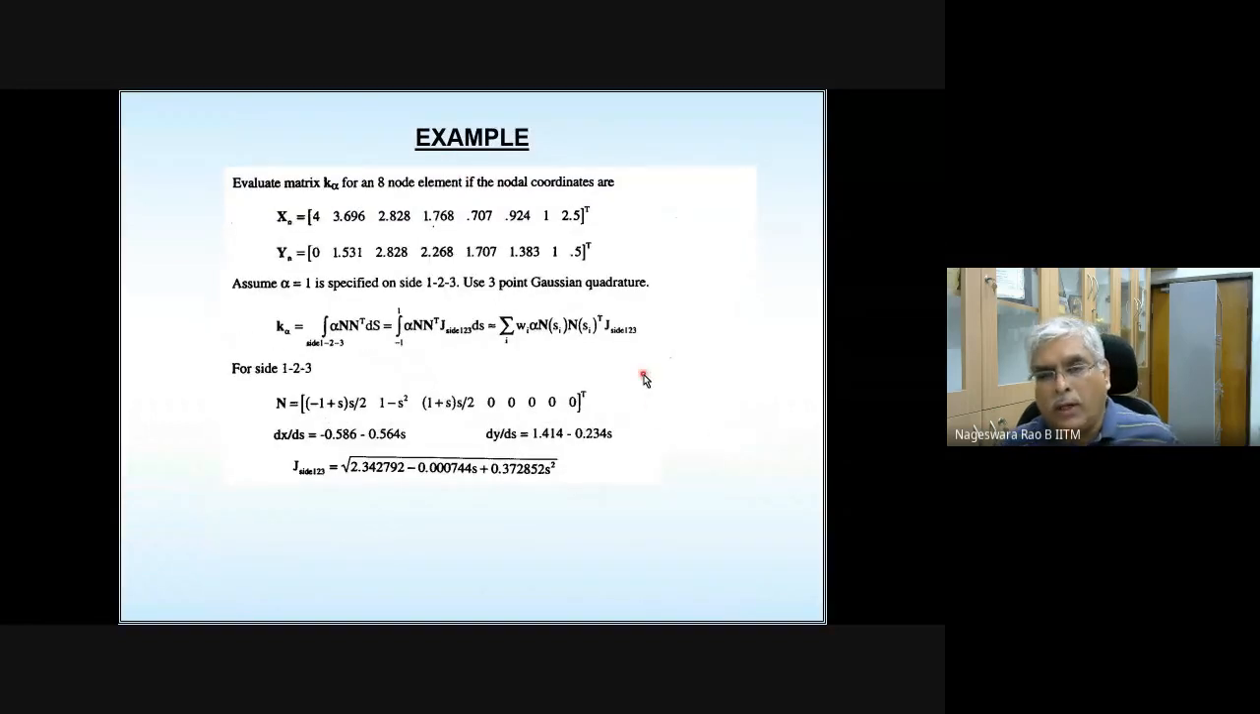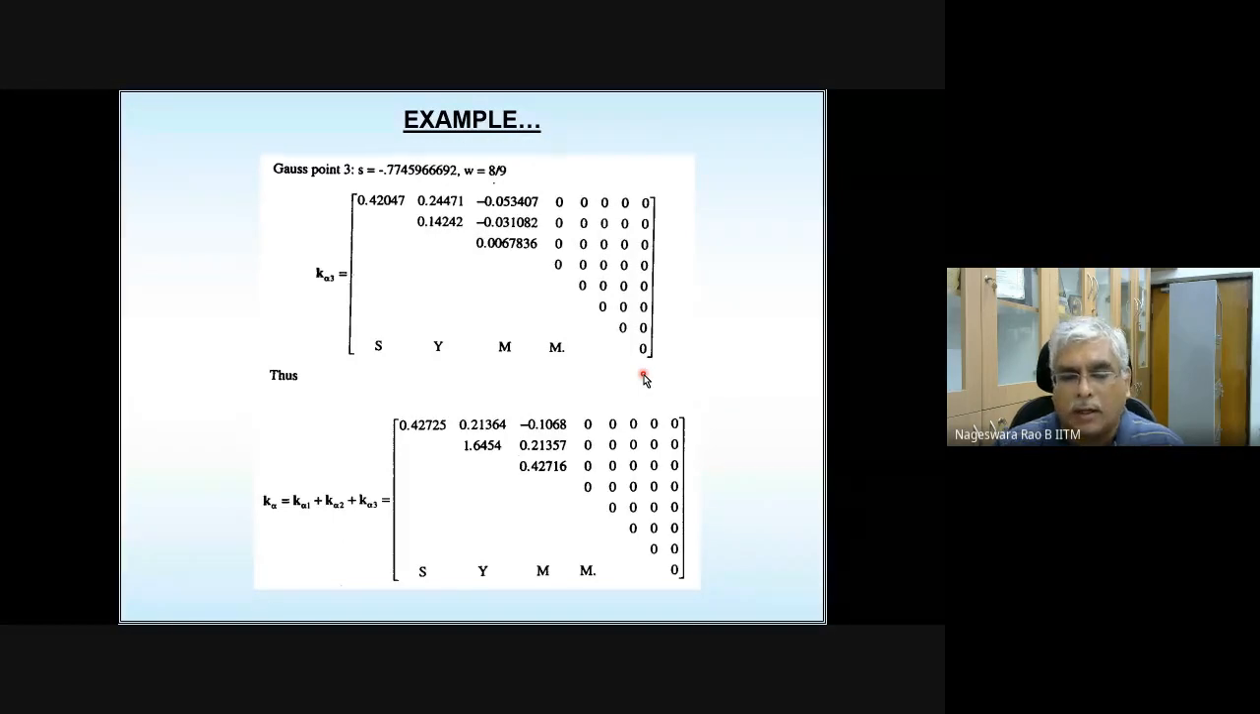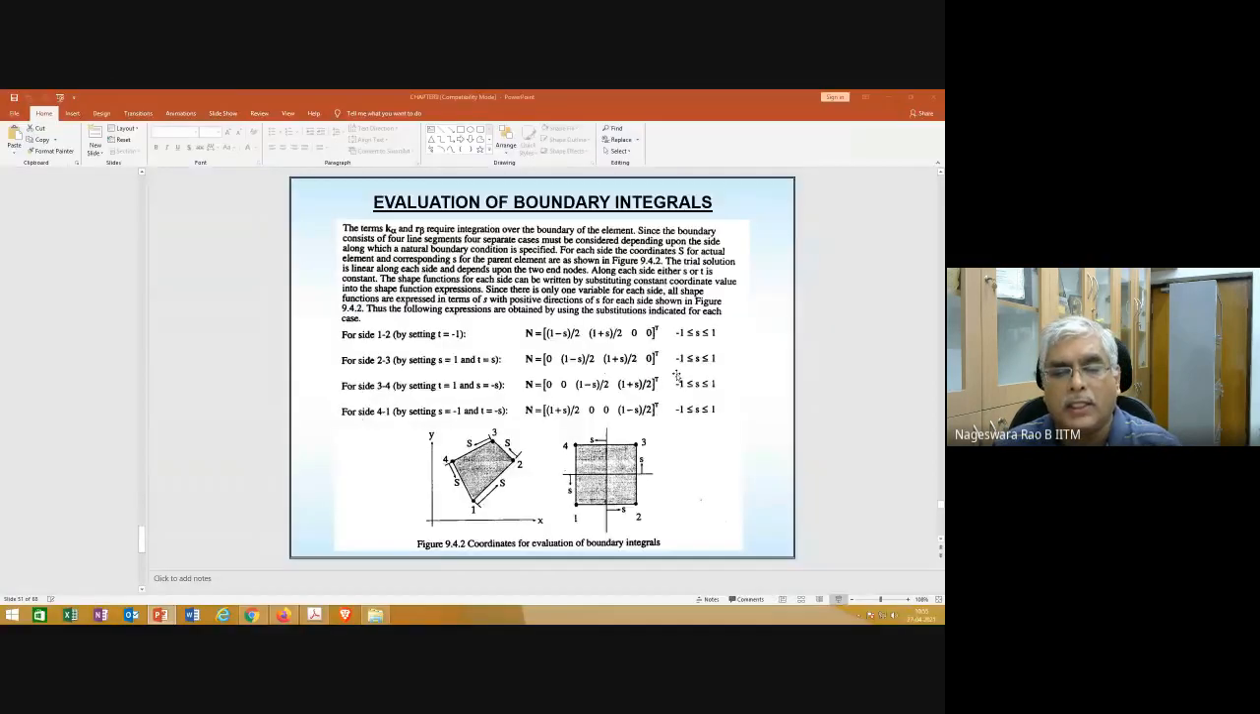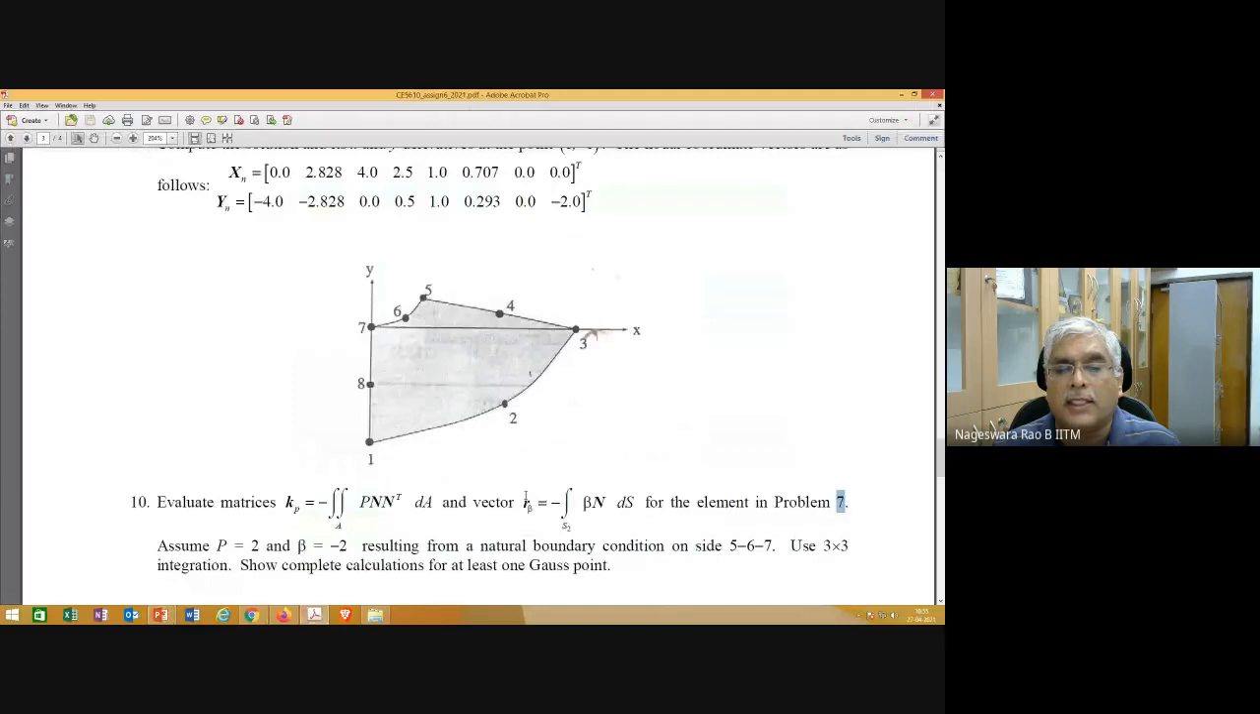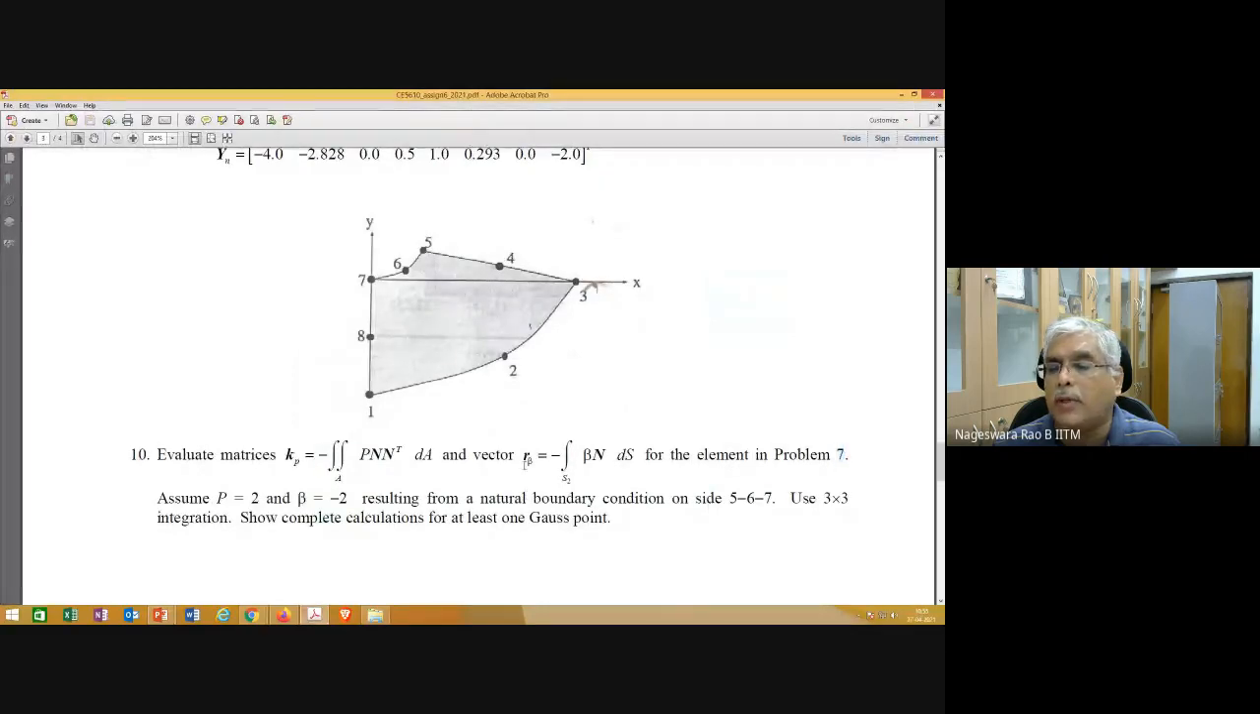For the 8-node element, how to evaluate the line integral is also explained. So adopt a similar kind of procedure to complete this assignment 6, 10th problem. To evaluate Kp, you need to adopt 3 by 3 integration, so a total of 9 integration points.